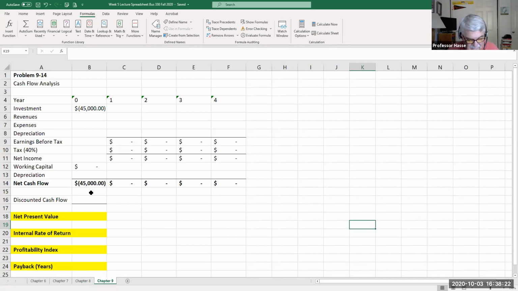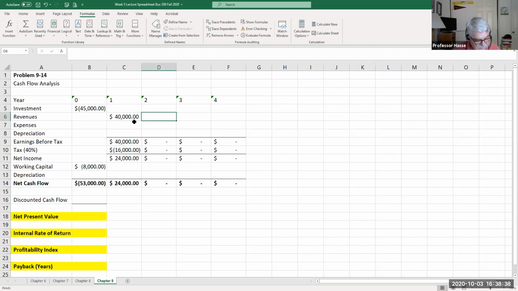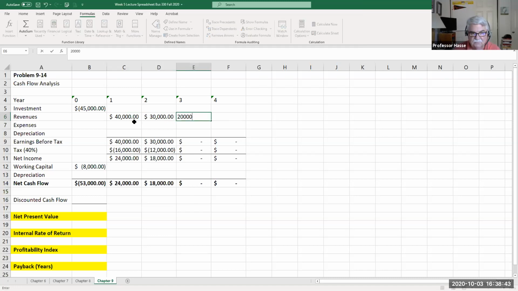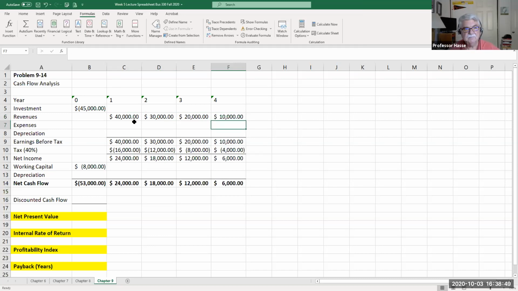And we're looking at page 296 and 297. A project that has 4 years, generating revenue. So let's put that in, 40,000 in year 1, 30,000 in year 2, 20,000 in year 3, and 10,000 in year 4. Notice how my spreadsheet automatically started doing the arithmetic. The investment in year 1 is $45,000. That's the investment.